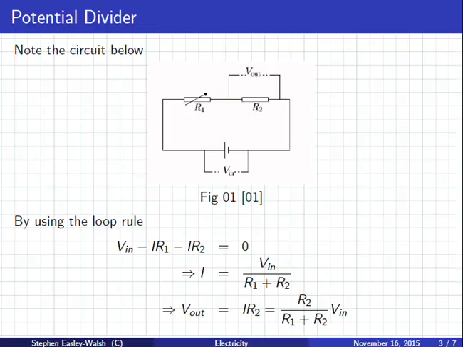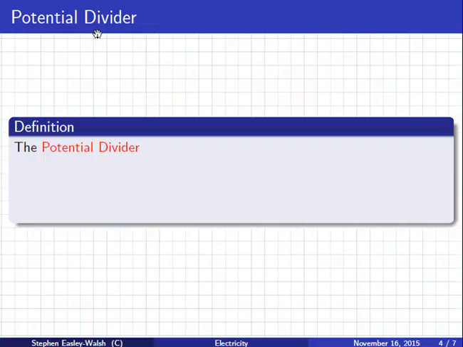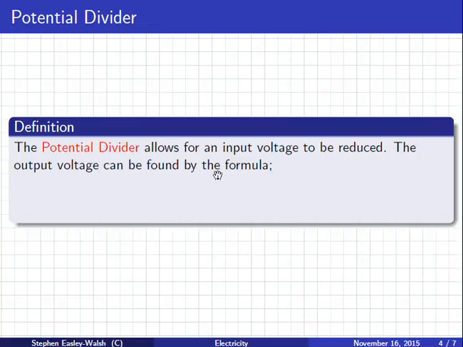Can you please use the loop rule, Kirchhoff's loop rule? I'll call this voltage here E. So what is the loop rule? E minus IR1 minus IR2 equals 0. So if I use the loop rule, I get this: V in, the voltage here is V in, minus IR1 minus IR2 equals 0.